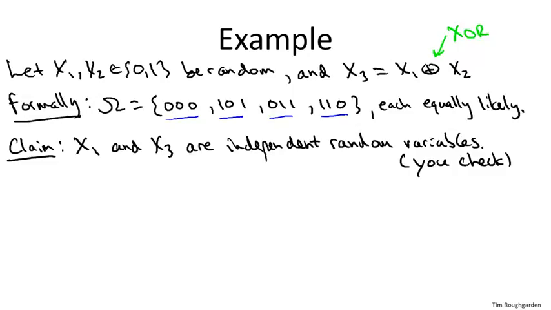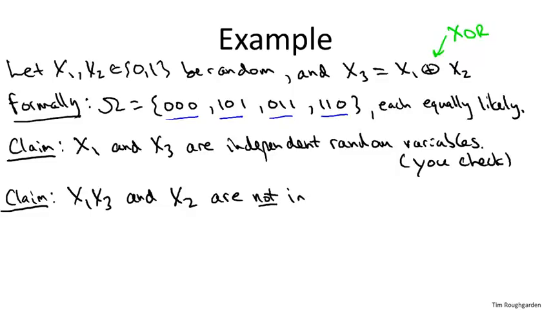Now, that's a perhaps counterintuitive example of independent random variables. Let me give you a perhaps counterintuitive example of dependent random variables. Needless to say, this example just scratches the surface, and you can find much more devious examples of both independence and non-independence if you look in, say, any good book on discrete probability. So now let's consider the random variables x1 product x3 and x2. And the claim is these are not independent.